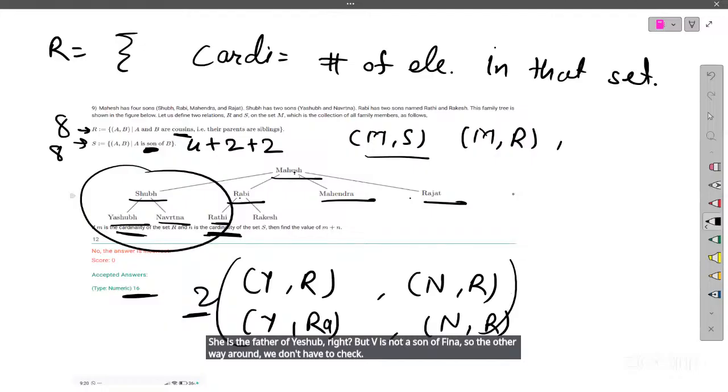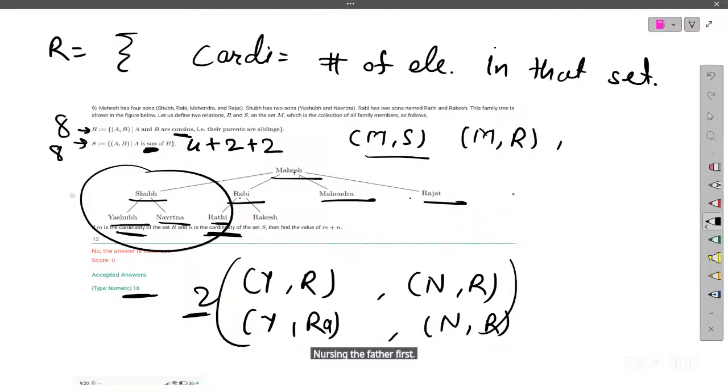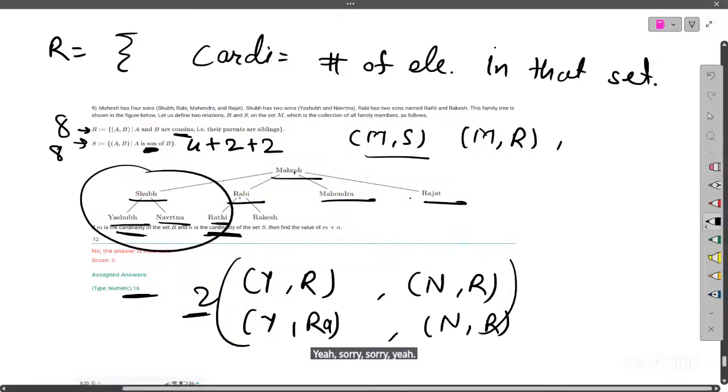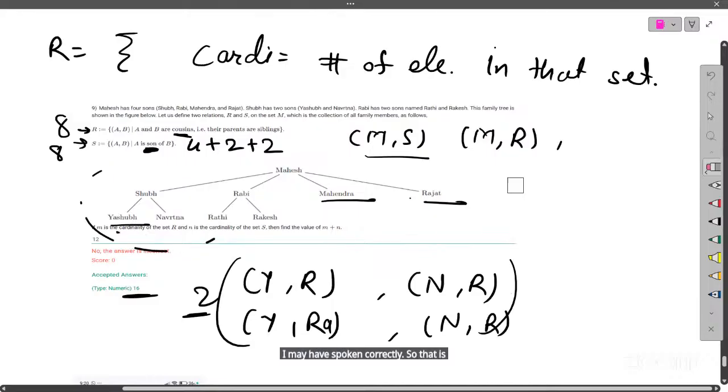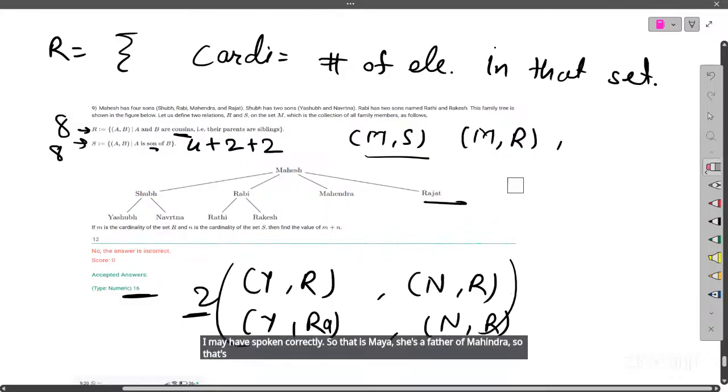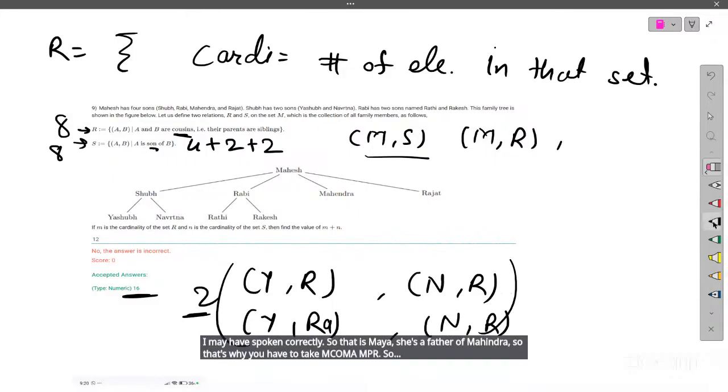Mahesh and Mahendra, that's what you're saying. You're saying the father first. Sorry. Yeah, you got the sense, right? I may have spoken correctly. So Mahesh is the father of Mahendra. So that's why you have to take the M comma M pair. So four are these pairs, right? So one with each of them is the four pairs, and Shubh with these two will be two other pairs, and Rabi with these two will be two other pairs. So you'll get 4 plus 2 plus 2. That will be 8 pairs.